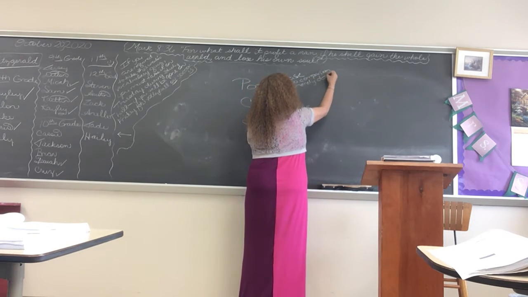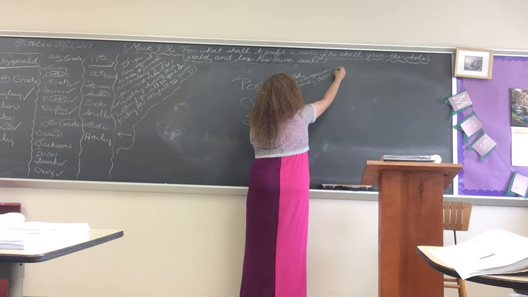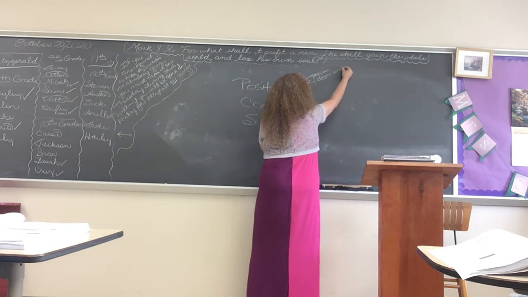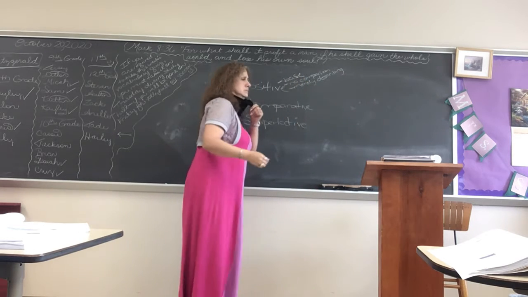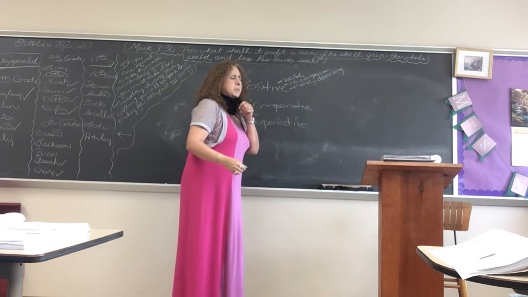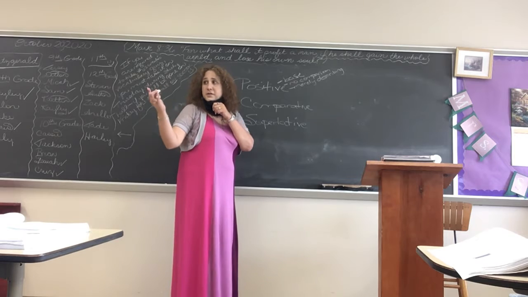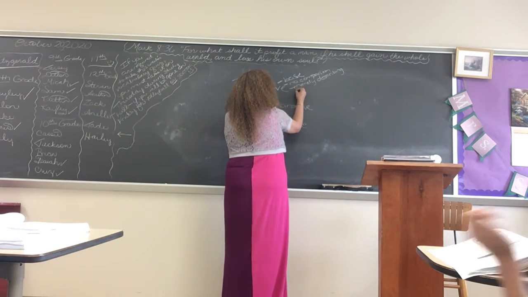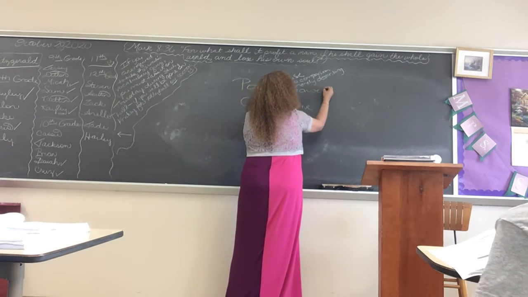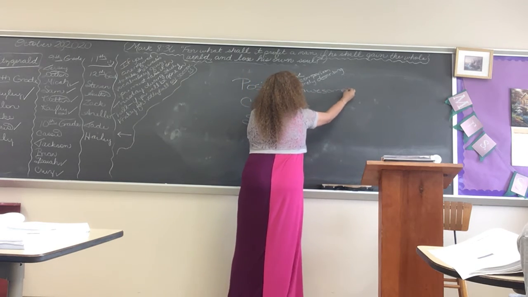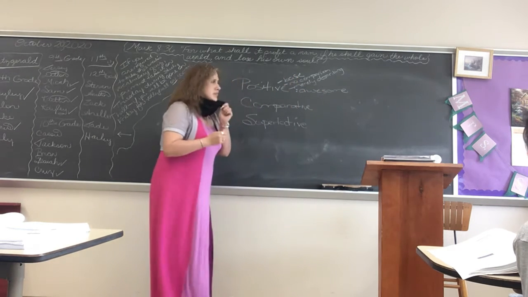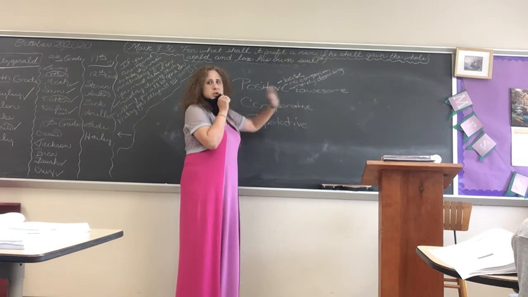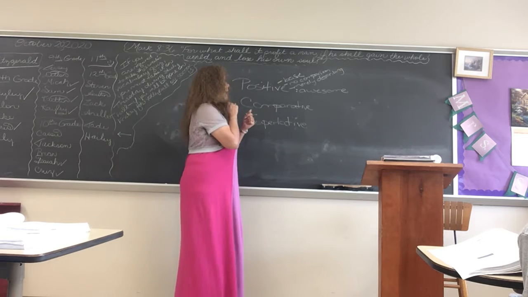So, somebody give me an adjective, a word that we would use to describe something. Beautiful. Awesome. Good. Either way. We'll use awesome. Okay. So that is just awesome. That's our positive form of that word. We're just describing, right? All right.